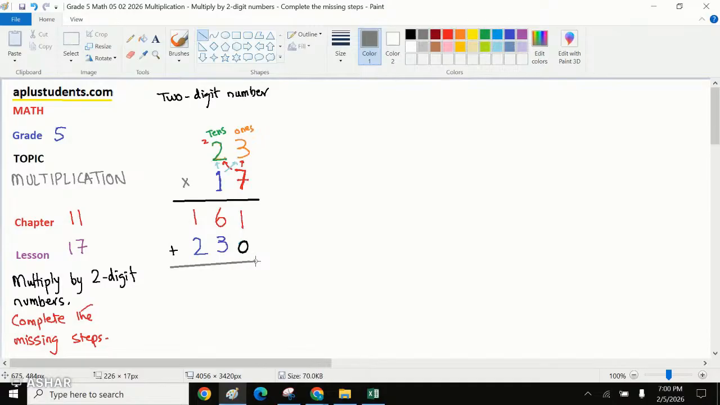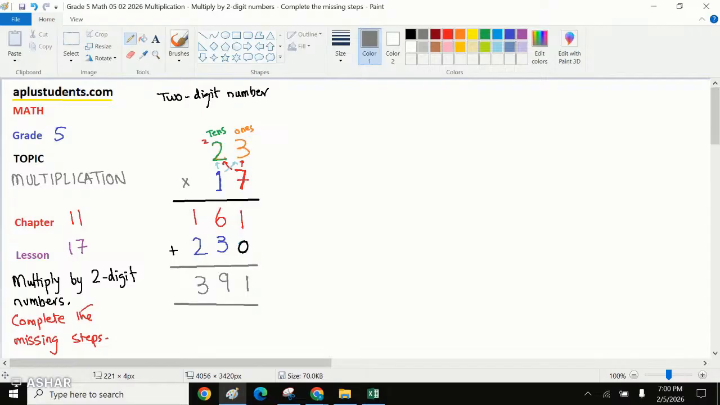So when we add them together, 1 plus 0 would be 1, 6 plus 3 would be 9, and 1 plus 2 was 3. So our final answer came out to be 391. Okay, this is the final answer.